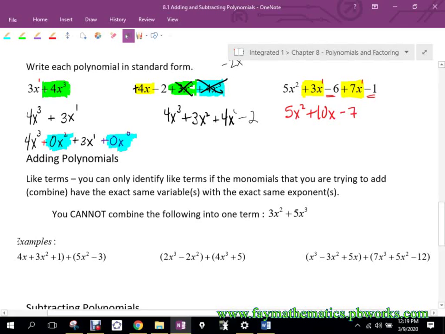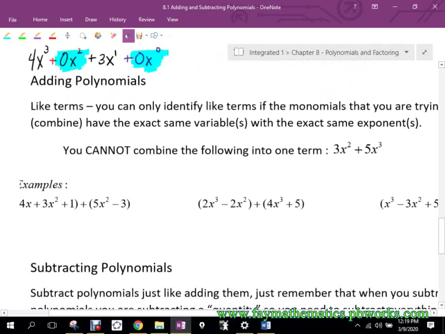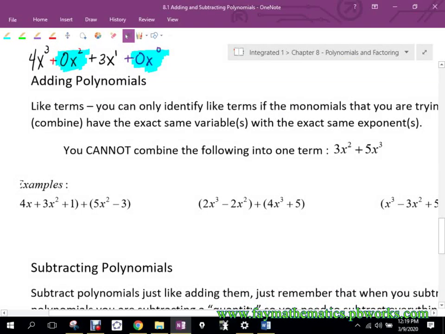So when we look at something like this, I'm going to do some examples here. You cannot combine the following into one term: 3x squared plus 5x cubed. I cannot combine the 3 and the 5, because the last name x squared and the last name x cubed are different. So I can't merge those in and just say this is the family. I would not know whether to write it as 8x squared or 8x cubed or 8x to the fifth. I don't know what to do with that. Is everybody okay with that?